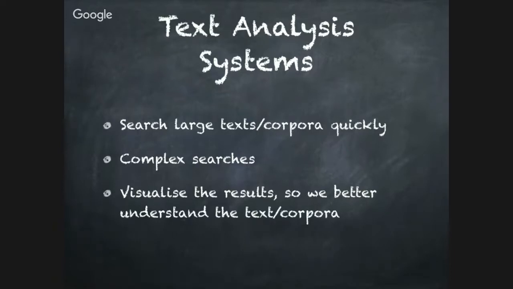That enables us to search large text corpora quickly and also do some complex searches that wouldn't be as easy to do by hand, maybe sometimes without an index. Most of the classical works have indexes in the back, and that's also a very handy way of doing the same thing, but this can be done in a more complex way. We can visualize the results, so we better understand the text corpora, and that is sometimes a different visualization than writing another monograph. So thinking a bit outside the books.